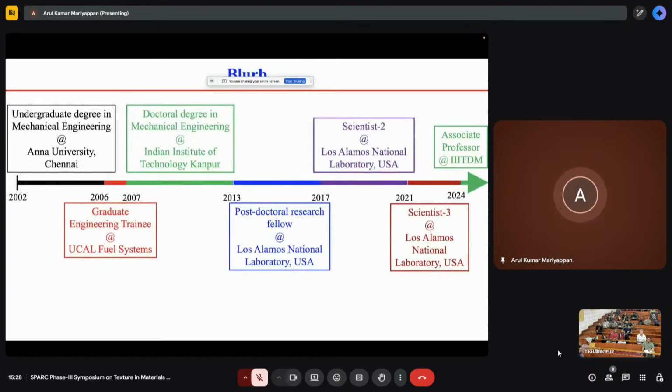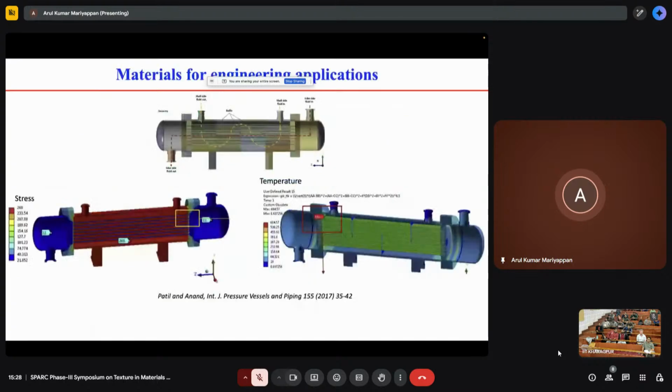Maybe I'll skip this one for some time and start with this one. We have materials everywhere in our life, and all materials experience a wide range of boundary and loading conditions. If I take a simple example, a heat exchanger tube, the bottom left image shows this.